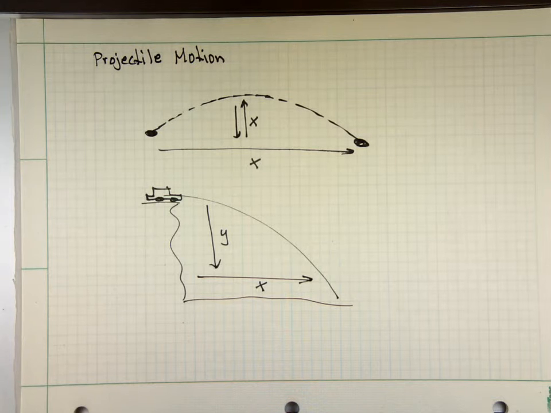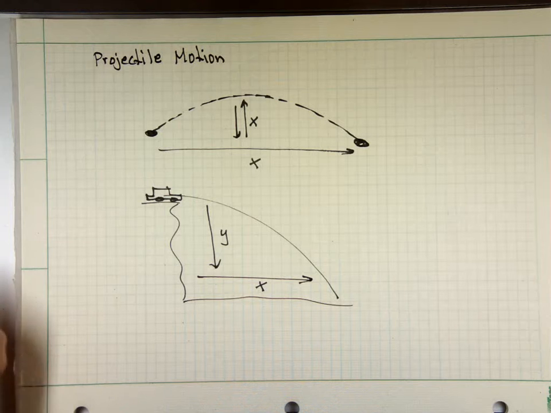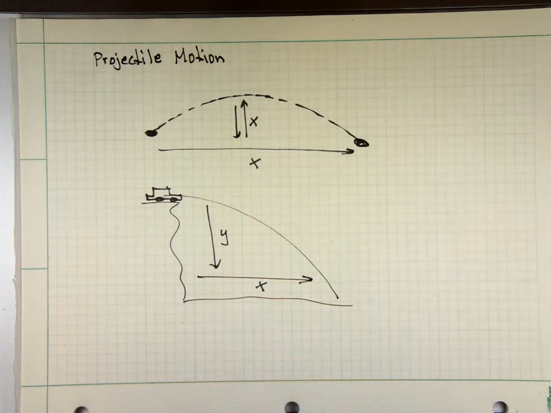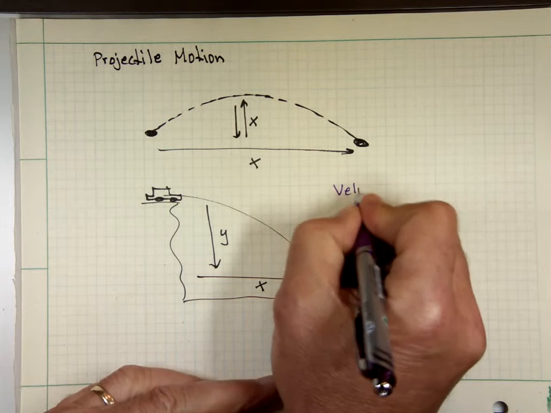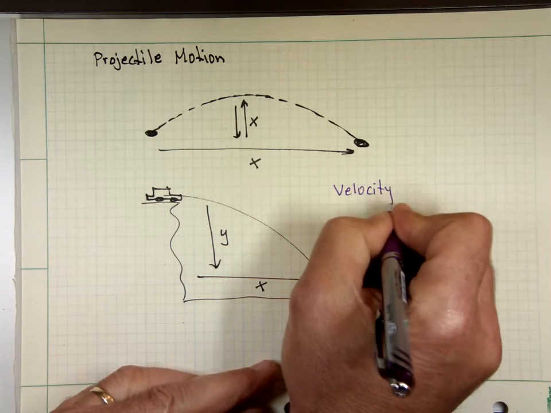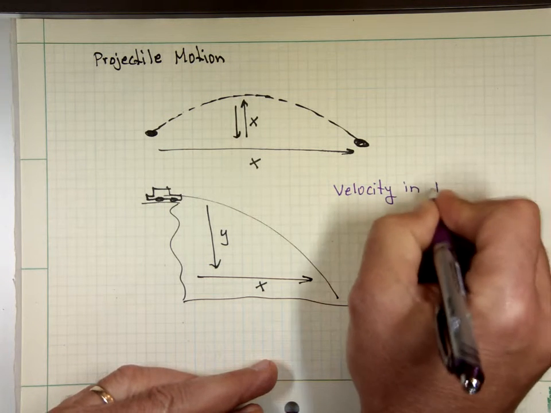So when we start talking about two-dimensional motion or projectile motion, there are some basic equations we need to look at. One thing you're going to learn quickly about projectile motion is that your velocity in the x direction is constant. So the velocity in the x direction is constant.